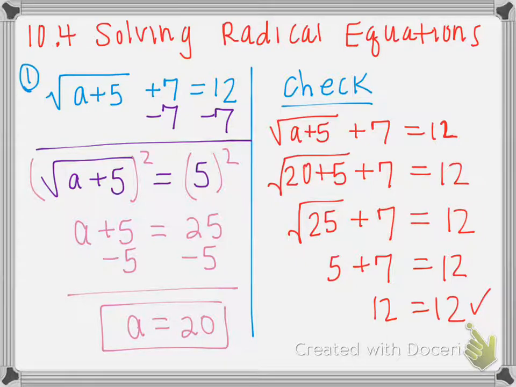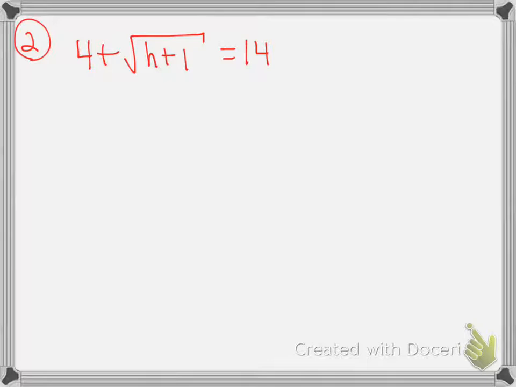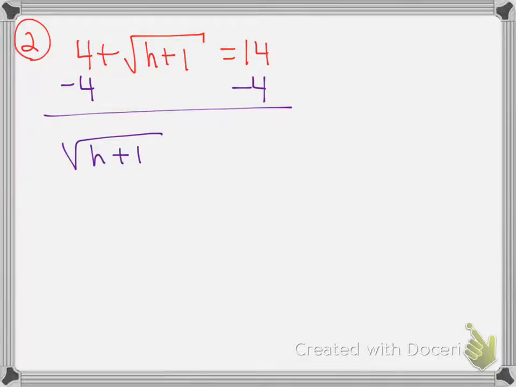I'll do one more example like this one. So this is example 2. We have 4 plus the square root of h plus 1 equals 14. So again, our goal is to get the variable by itself first. So we are going to subtract 4. You're going to have the square root of h plus 1 equals 10.